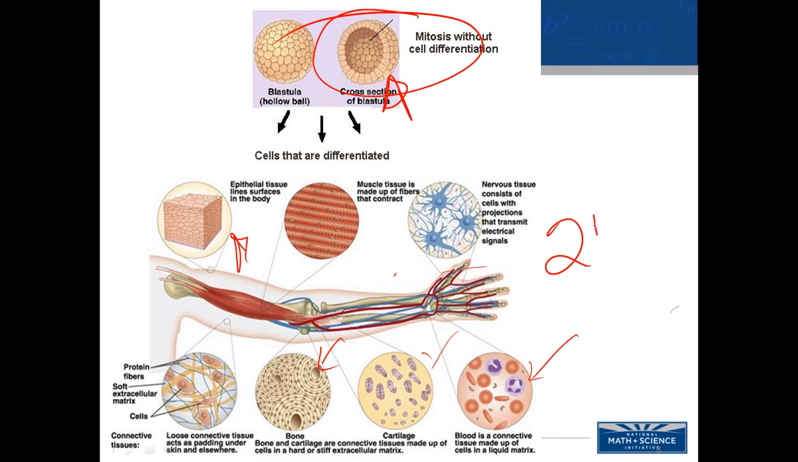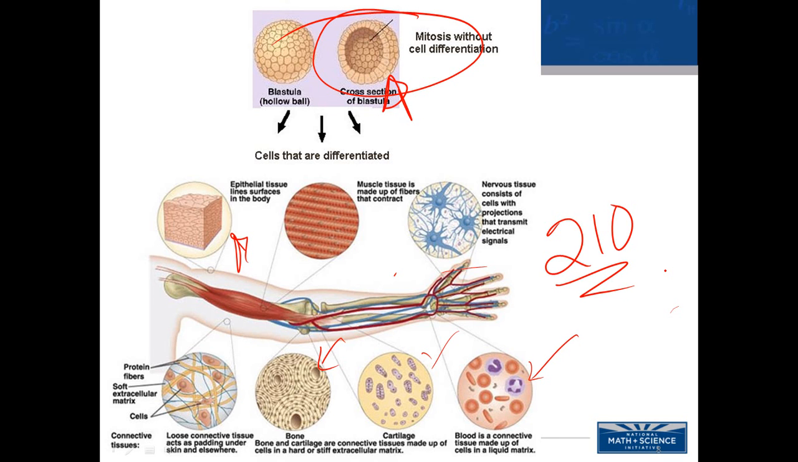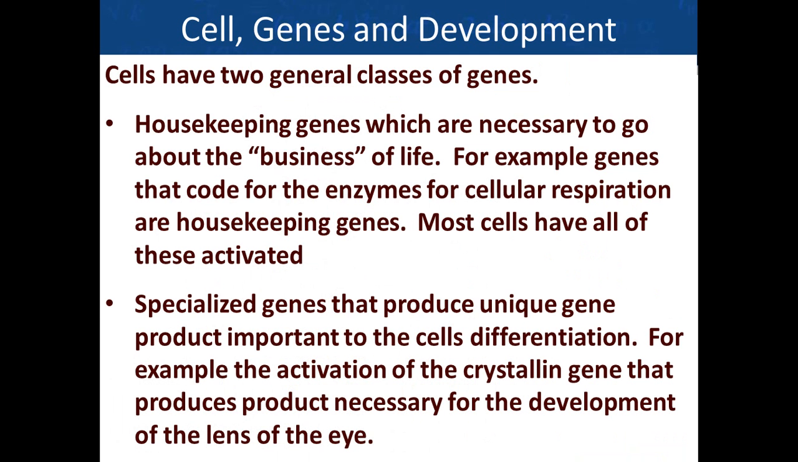In humans, we have 210 different kinds of cells. The answer to that question is that these cells are producing different kinds of proteins. And as you all well know, genes are responsible for providing the information to make different kinds of proteins. So during the course of development, genes have to be turned on or activated, and other genes have to be inactivated.